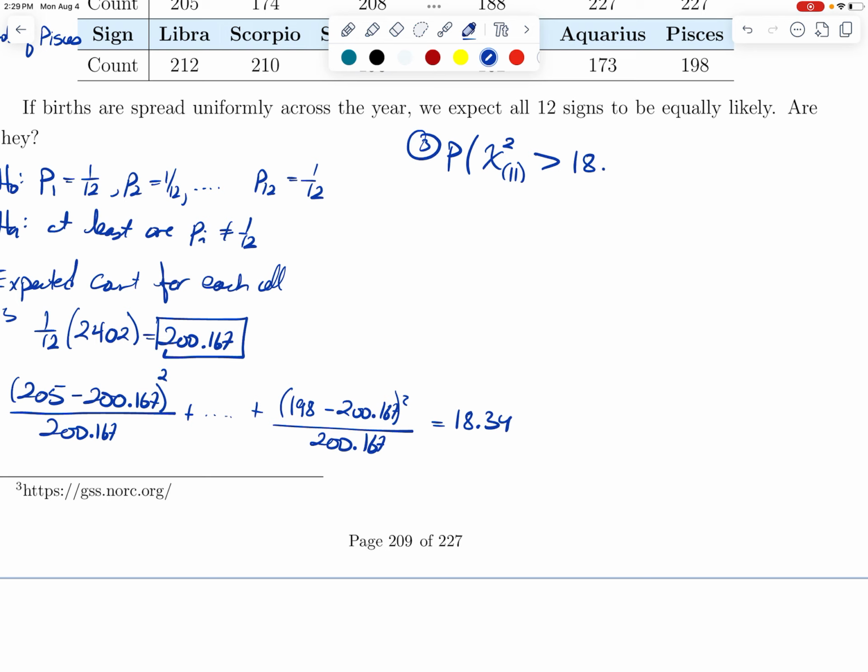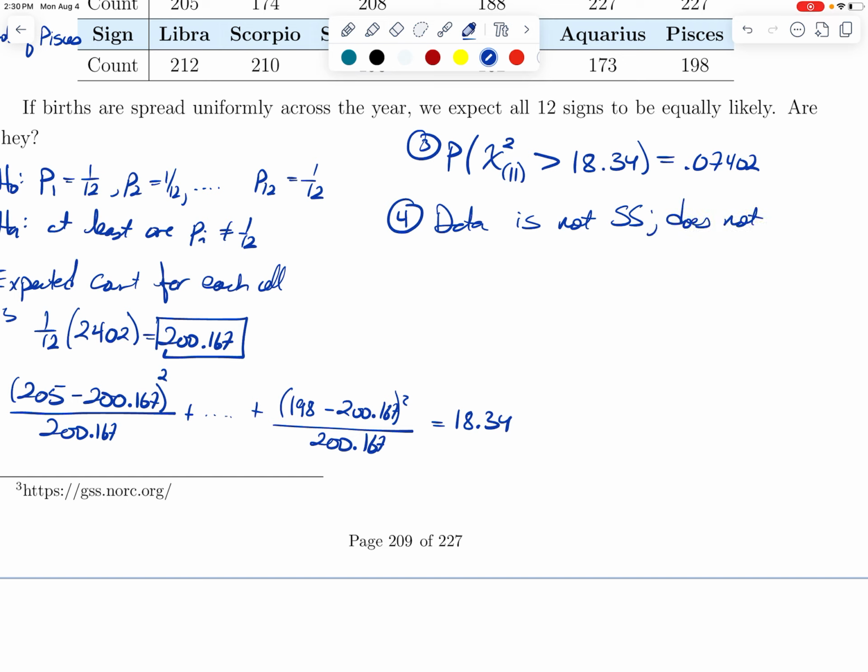Greater than, for chi-squared, it's always greater than 18.34. And you're going to plug that in the app. You should get out 0.07402. And so we're going to say, for conclusion, that the data is not statistically significant.